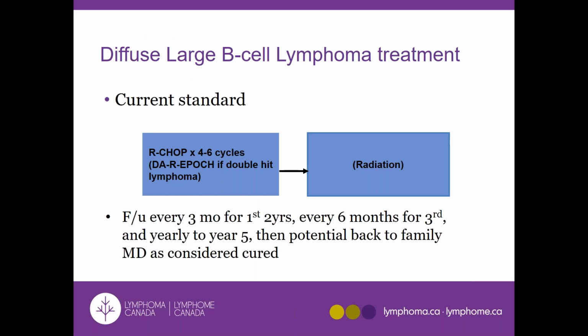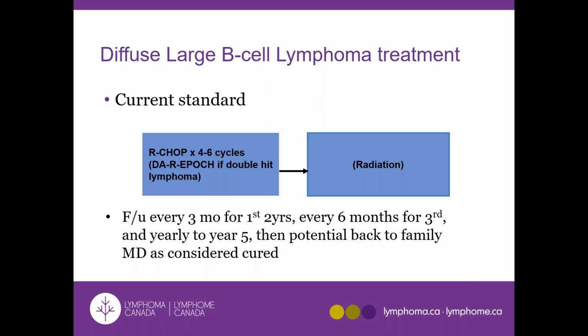However, for most patients, the current standard would be 6 cycles of the R-CHOP chemotherapy. So these are 4 intravenous drugs, the rituximab, cyclophosphamide, vincristine, and doxorubicin, with some steroid medication. And this is given for 4 to 6 cycles, depending on the stage. And there may be radiation afterwards, depending on, again, stage and the bulk of the disease.